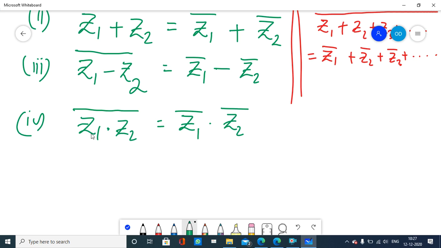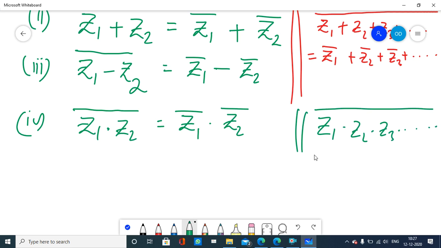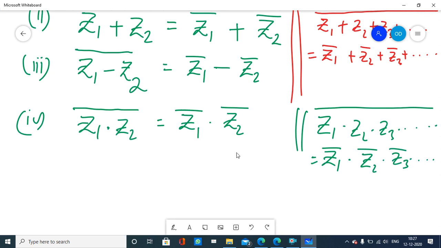Similarly, this also doesn't just apply to only two complex numbers. If it were any number of complex numbers, z1 into z2 into z3 into dot dot dot, and we multiply them, then find the conjugate, it is the same as multiplying their individual conjugates. Clear?